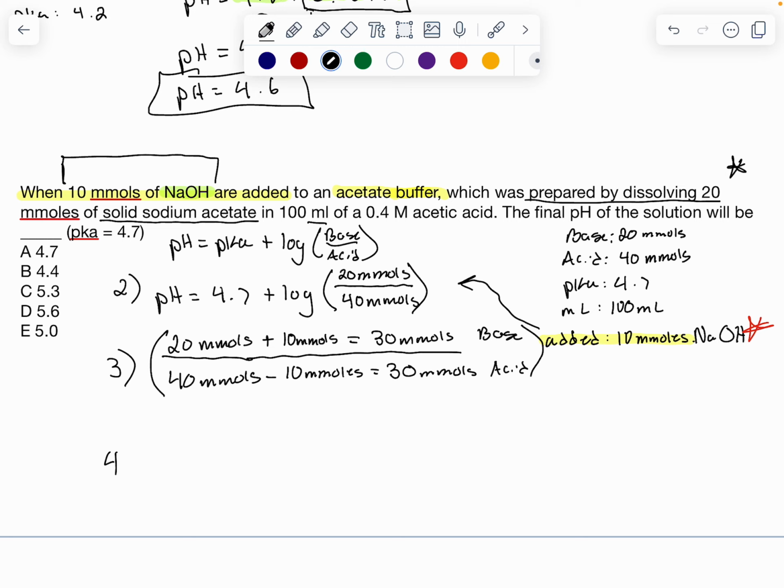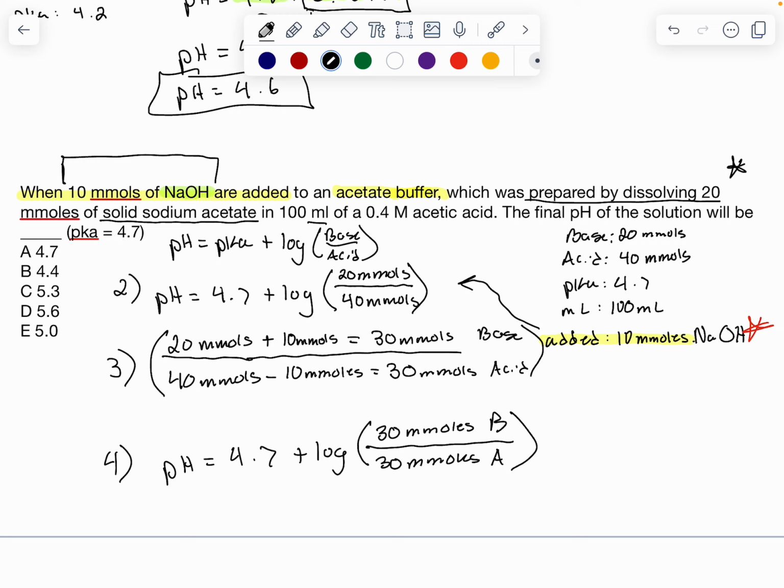So for step 4, we're going to find the overall difference. pH is equal to 4.7, or the pKa, plus the log of 30 millimoles of base, I'll put a big B there, and then 30 millimoles of acid. Sweet. So let's log it out. We have a log of 30 millimoles divided by 30 millimoles, or base divided by acid. And what would you know? That gives us a value of 0.